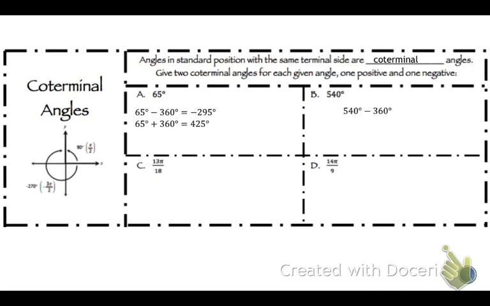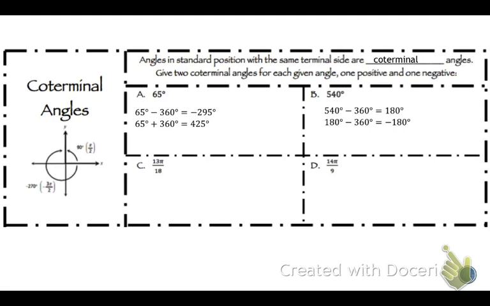Okay, this one, I'm just going to subtract first and you get 180. Well, if I add 360, I'm going to get another positive one, and I need another negative one. So let's just take that 180 and subtract 360 again, and you get negative 180.